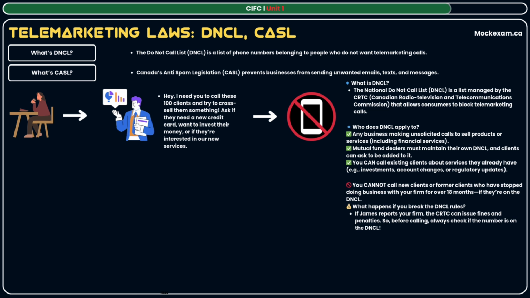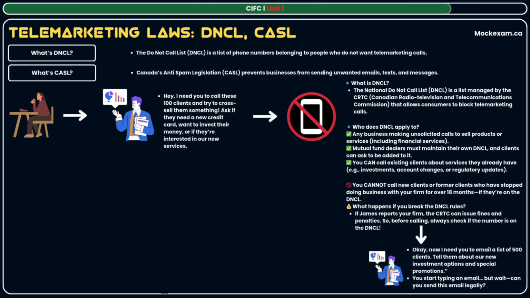Now, it's 2 p.m. in the afternoon. You're having your second coffee. And guess what? Your manager comes in again and says, okay, now I need you to email a list of 500 clients. Tell them about our new investment options and special promotions. And you'll be like, I'm tired. No, you won't be that.